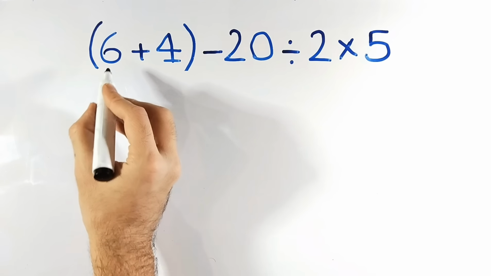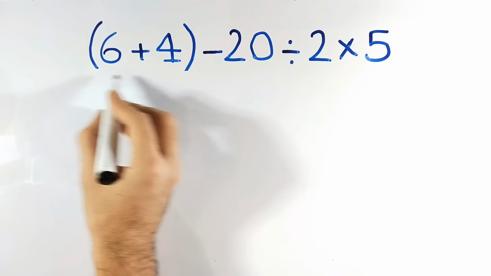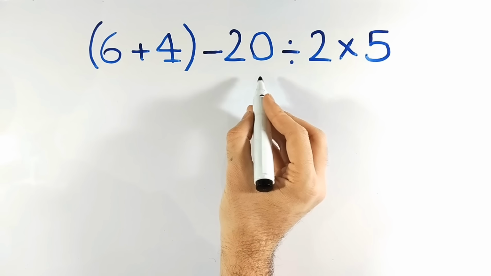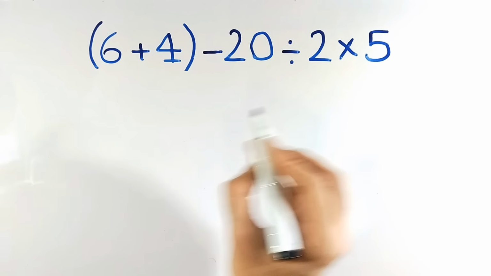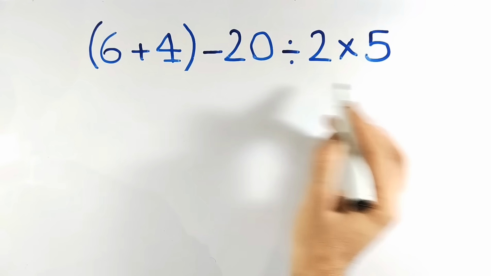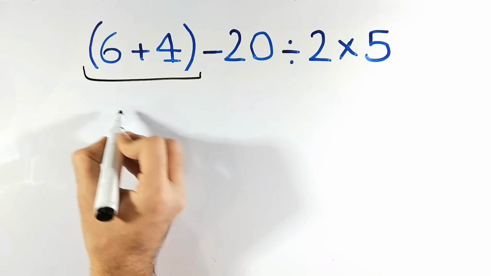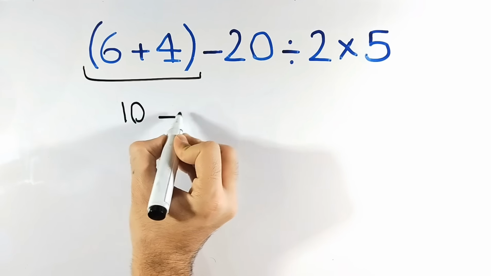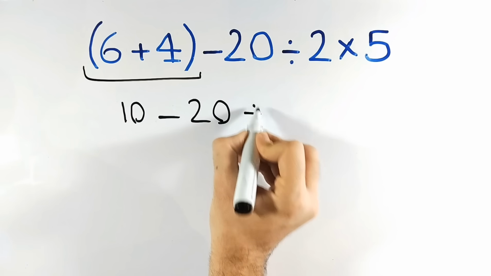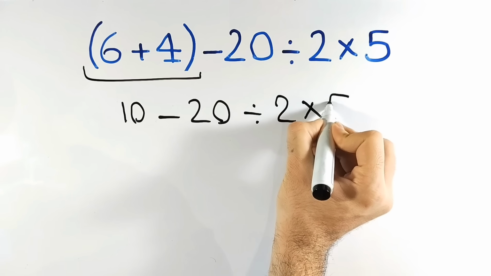What is the value of the expression 6 plus 4 inside the parentheses, then minus 20 divided by 2 times 5? Many people, when solving this question, first go to the parentheses, and instead of this expression, they write 10 minus 20 divided by 2, then times 5.